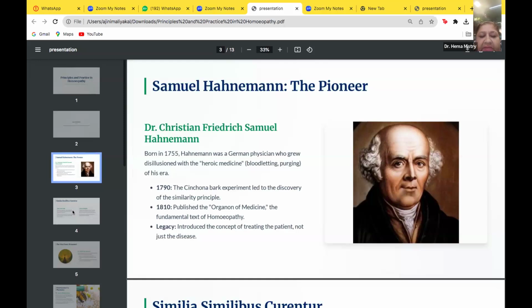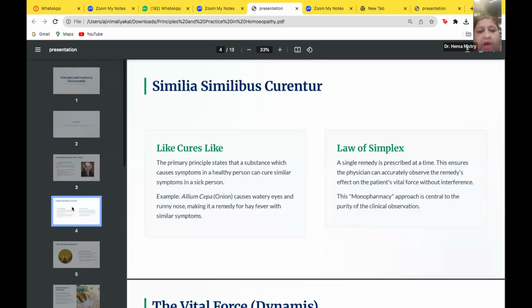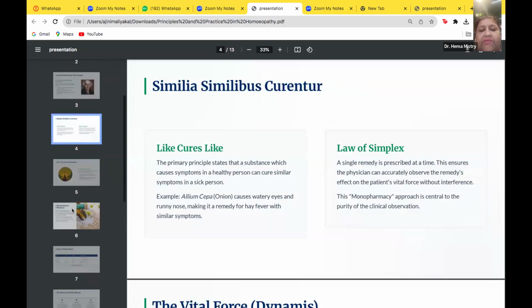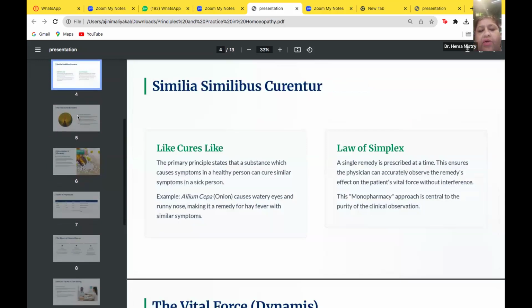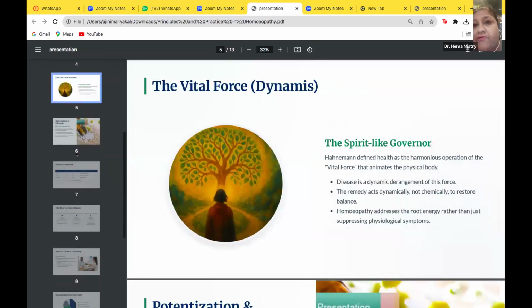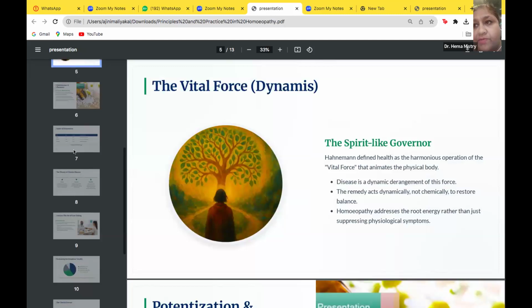So the next is Similia Similibus Curentur, where we spoke about how homeopathy treats on the basis of similia, or like cures like, the law of similars. Next, we spoke about the vital force, that is the force which we believe is responsible for keeping the person in a healthy condition, and deviating the person when the equilibrium or harmony is disturbed, or this dynamic force is disturbed because of certain triggers.